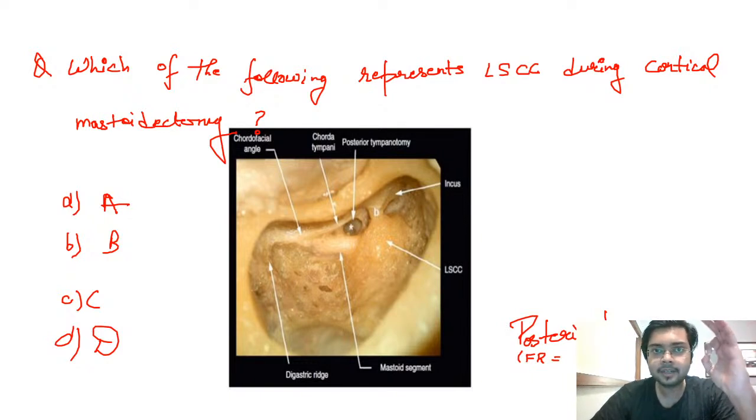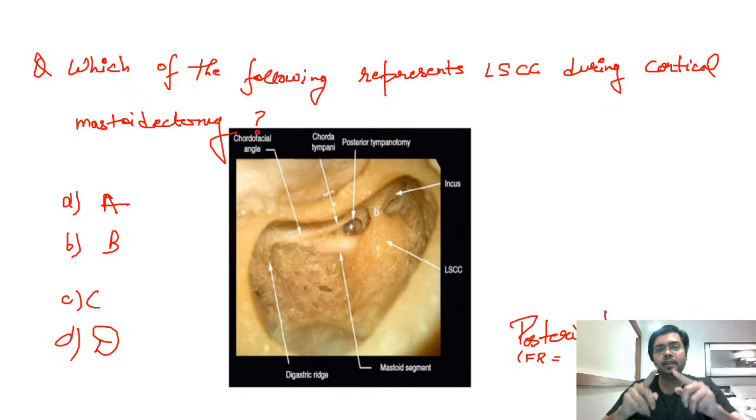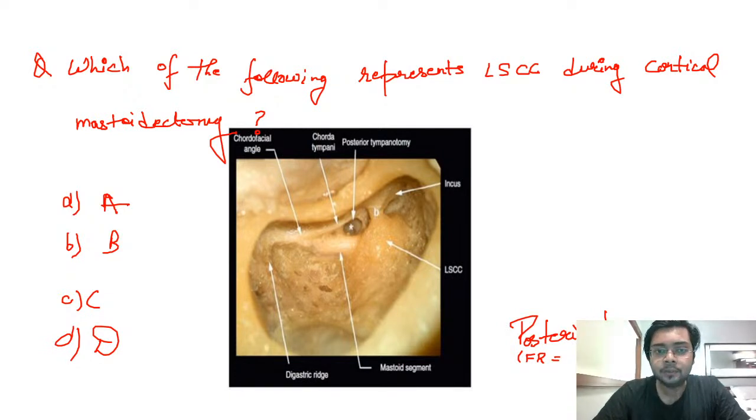So McEwen's triangle, you all know that it is a landmark for your mastoid antrum. Can anybody of you tell me what are the boundaries of the triangle of attack where we drill for cortical mastoidectomy? I can see your comments. If you know, just type yes, otherwise I'll tell you.